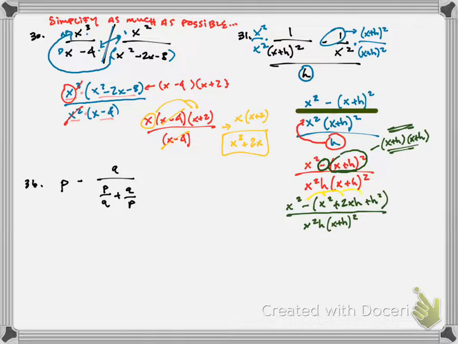to all three terms, and when I distribute my negative to all three terms, I get x squared minus 2xh minus h squared all over x squared h times the quantity x plus h quantity squared. That's a lot. It's a mouthful. X squared minus x squared reduces to 0.